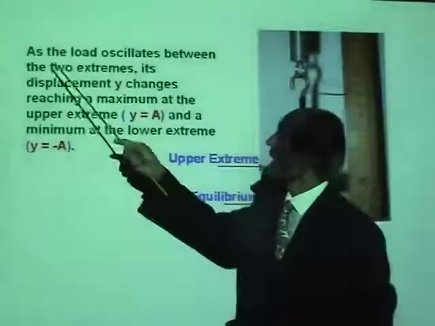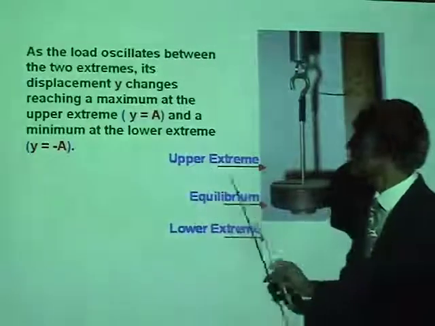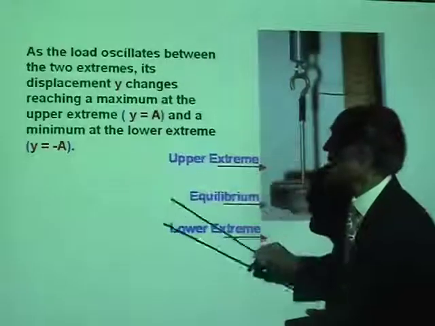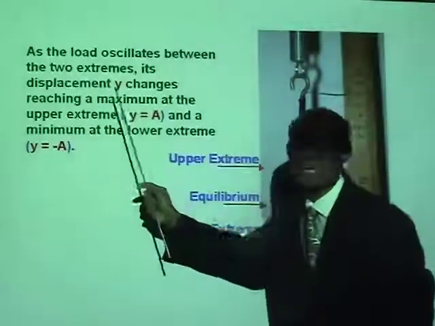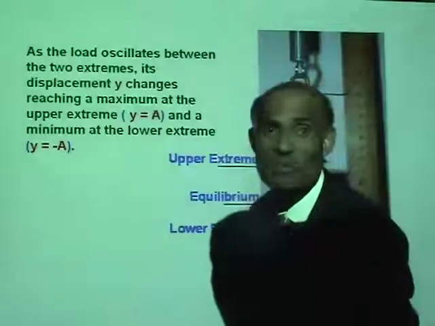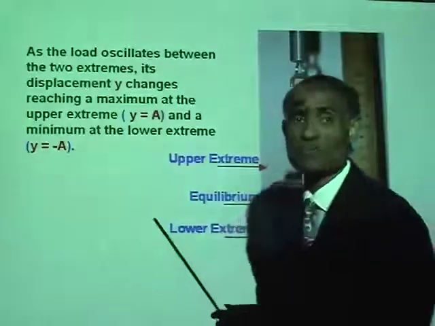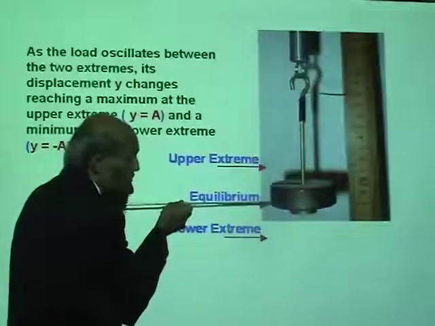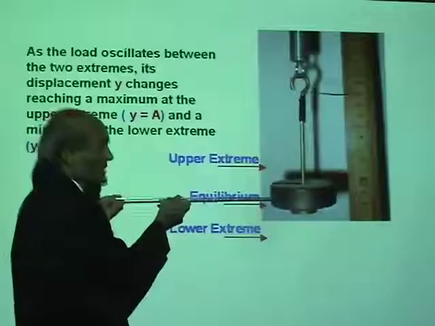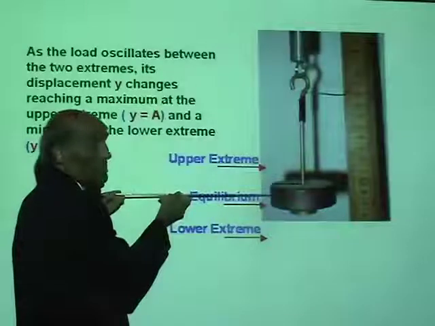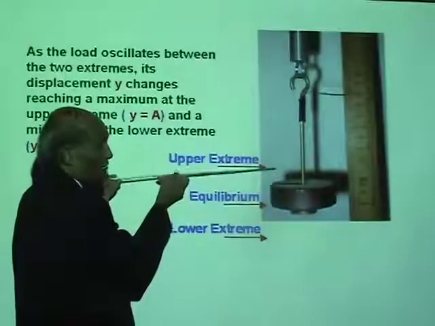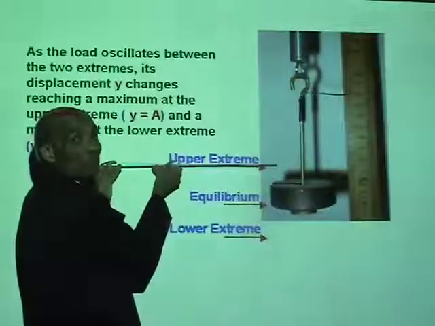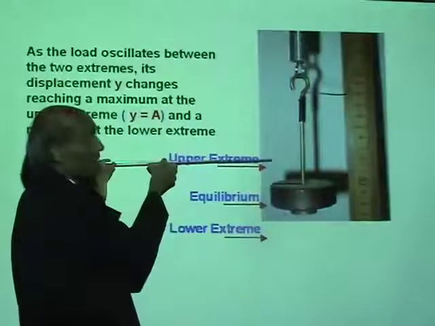Alright? As the load oscillates between the two extremes, from lower extreme to upper extreme and back, the displacement y changes. Can you trace out and tell me how the displacement changes? Well, watch this carefully. At the equilibrium position, the displacement is 0. As the load moves up, the displacement increases, reaches the maximum. And what is the displacement when the load is at the upper extreme? It is the amplitude, the maximum displacement.